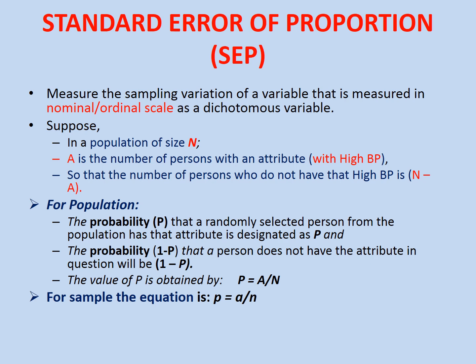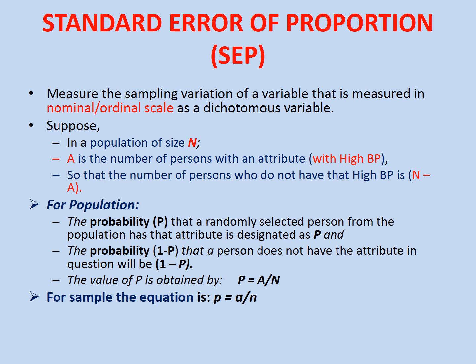Clear? And if the probability that a randomly selected person from the population has the attribute is designated as capital P, means the probability of a person with hypertension to be selected is equal to capital P, that will come to 60% or 0.6. And the probability that a person does not have the attribute, means the probability of a person without hypertension, is equal to 1 minus P, that is 40%, or 1 minus 0.6 is equal to 0.4.